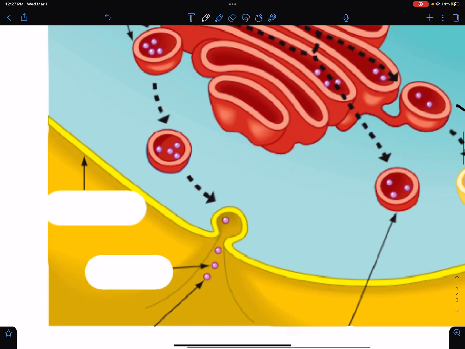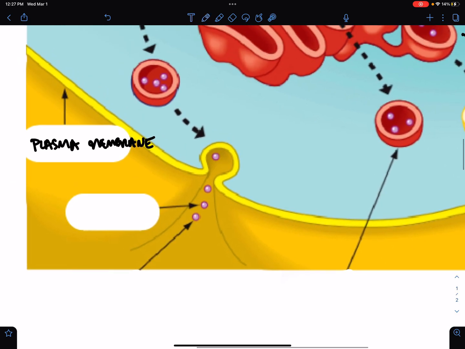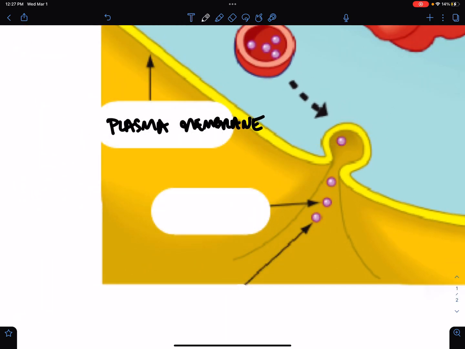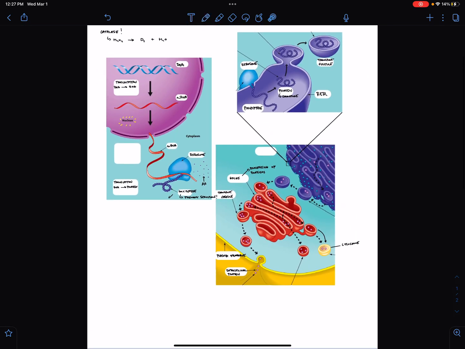So here is our catalase protein. Here is the plasma membrane or the cell membrane. And this vesicle is going to fuse with the plasma membrane and release our catalase protein extracellularly. So this is now an extracellular protein. And that is how we go from a message in the DNA to a protein that is outside of the cell.